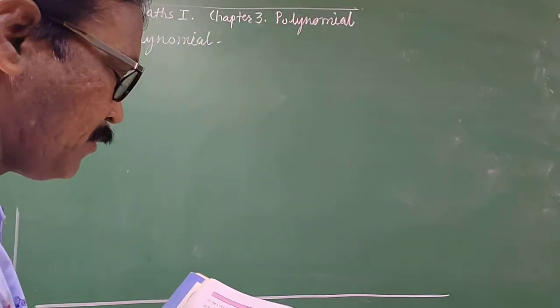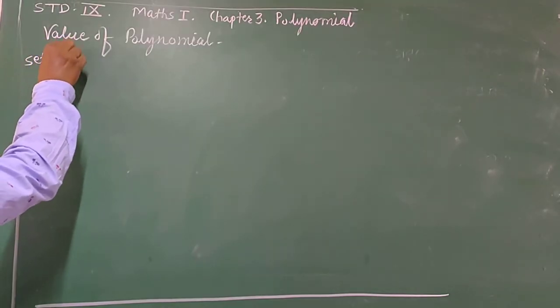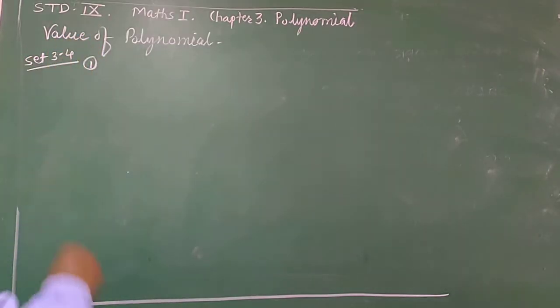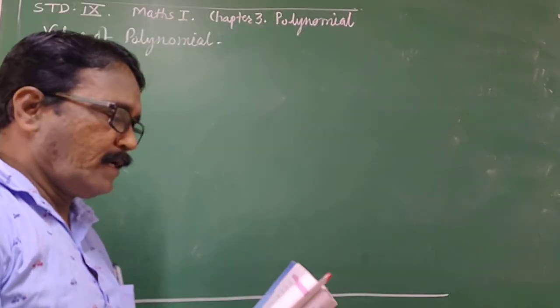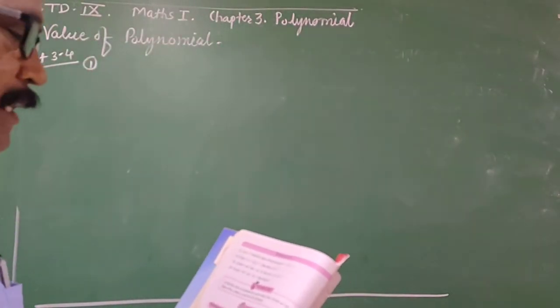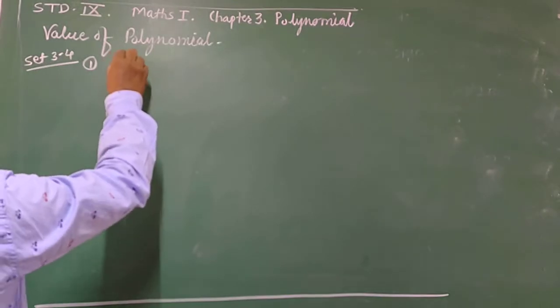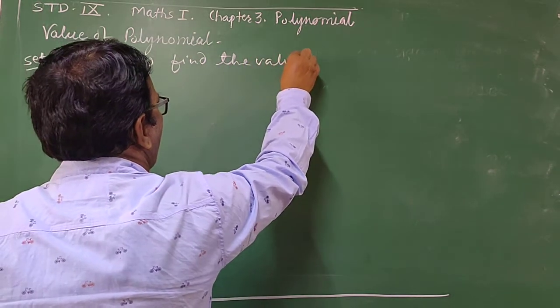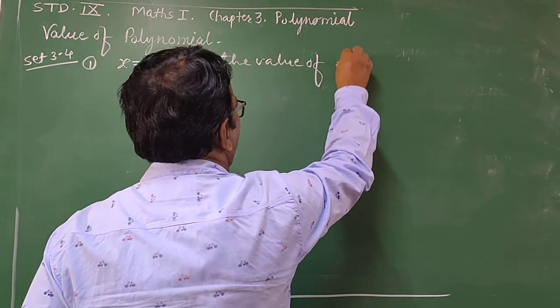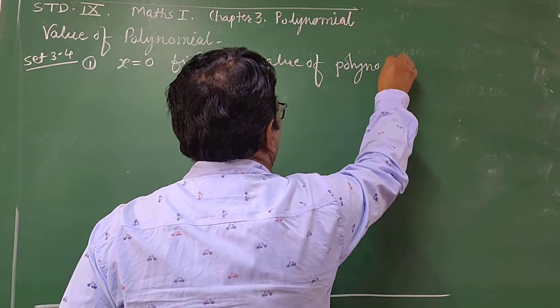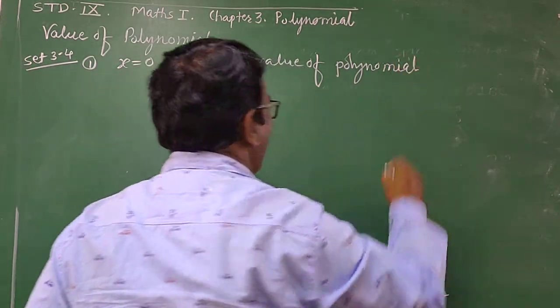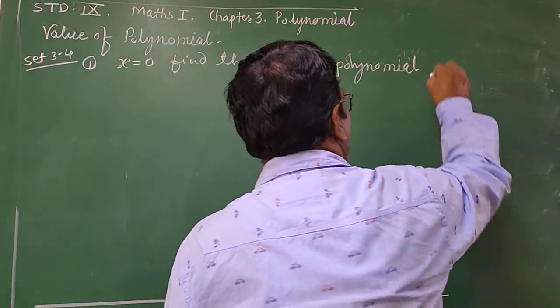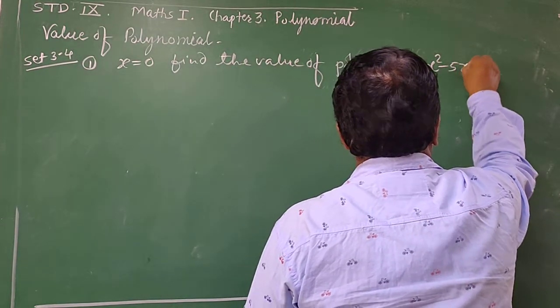So the example from practice set 3.4, example 1. For x is equal to 0, find the value of polynomial. Given x square minus 5x plus 5.